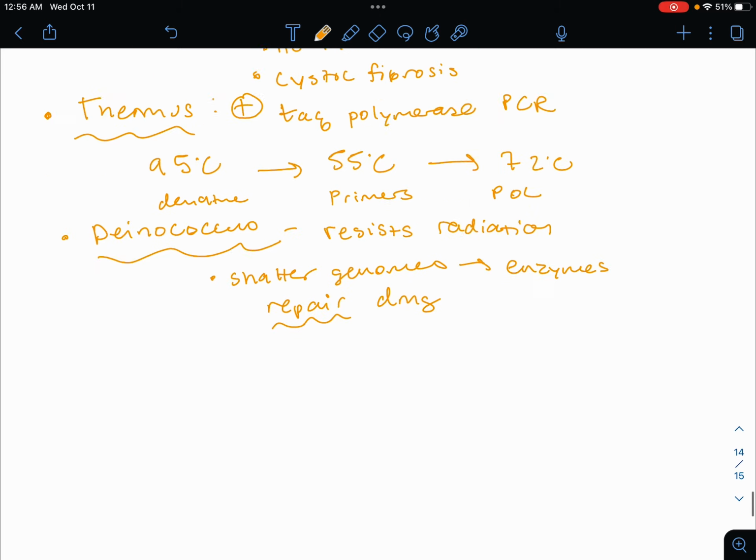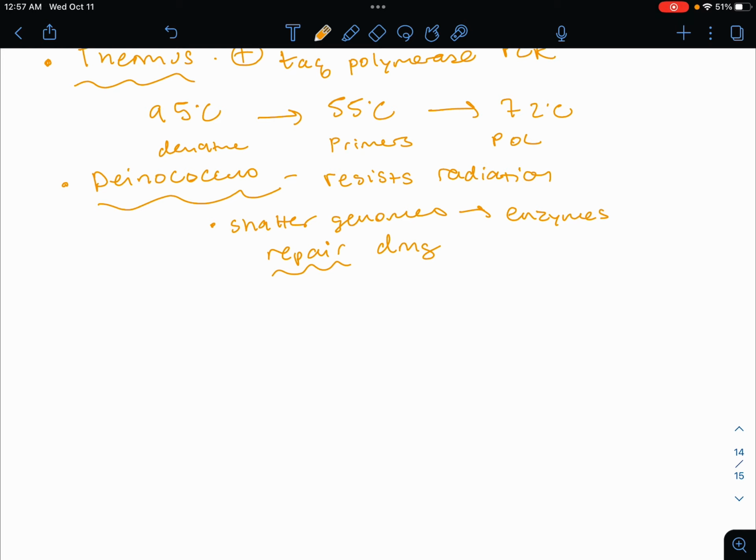All right, let's talk about facultative anaerobes. These are, again, aerobic organotrophs. Facultative, again, means they prefer aerobic respiration if oxygen is available, but they could also ferment if needed.